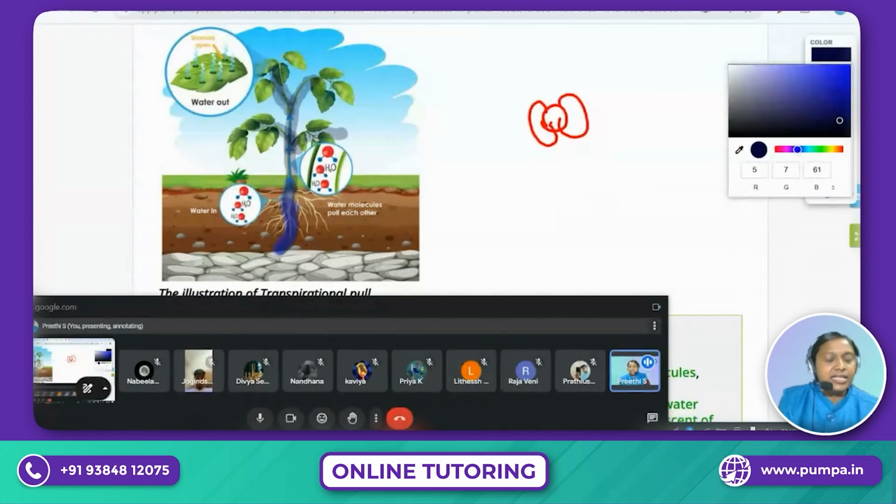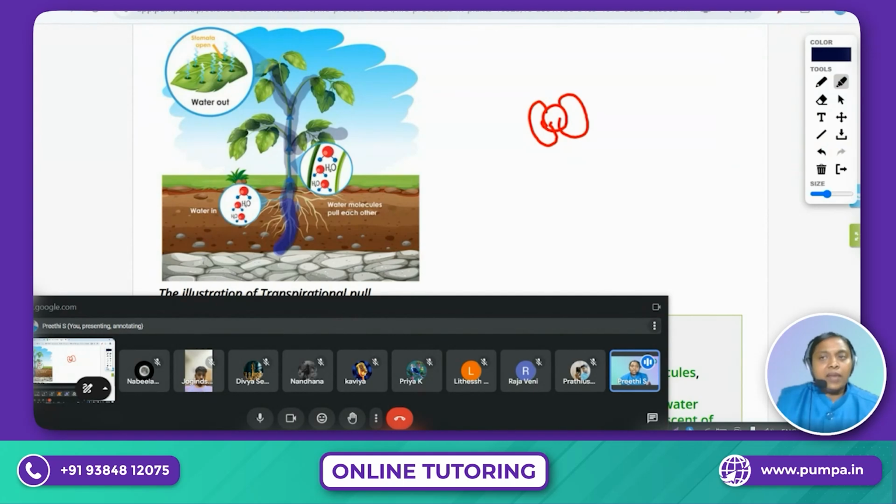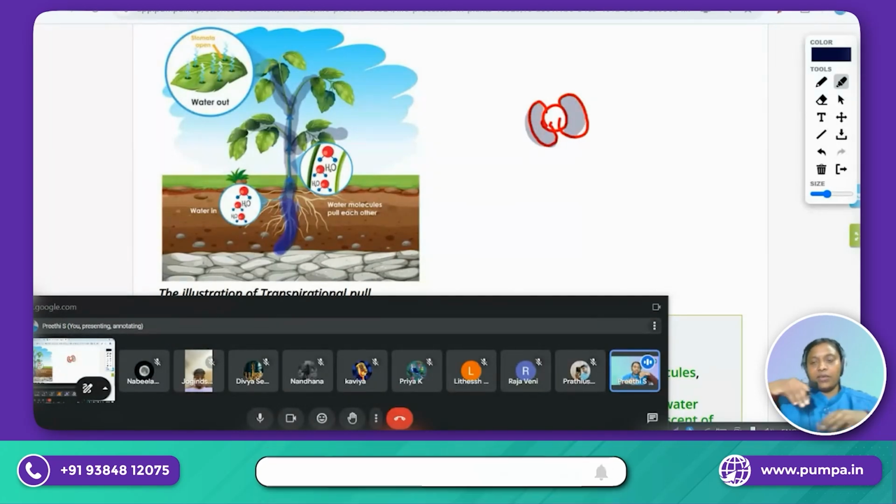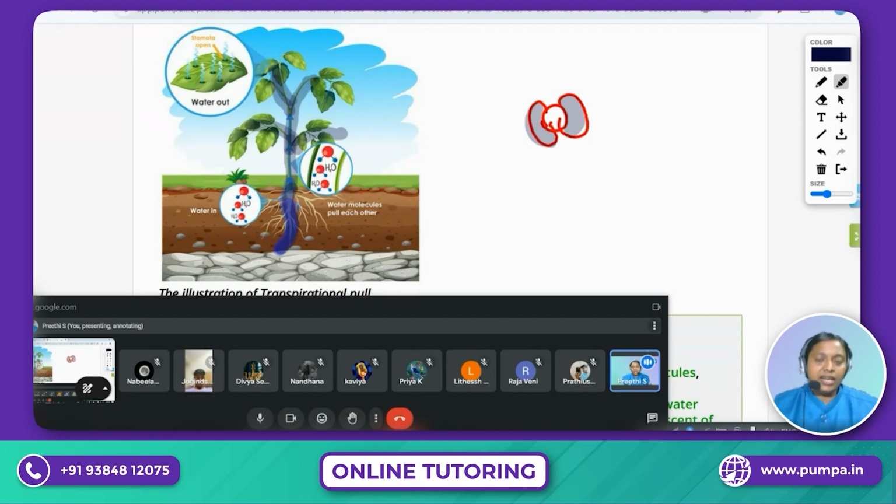So for lateral ways, xylem parenchyma helps. At last, the water goes to all the parts. While reaching the leaves, it will be entering into the guard cells also. Am I right, children? Because water is taken to all the parts, it is also entering into the guard cells. And then if the guard cells are filled with water, what happens? Will the stomata open or close? It will open. Very good.